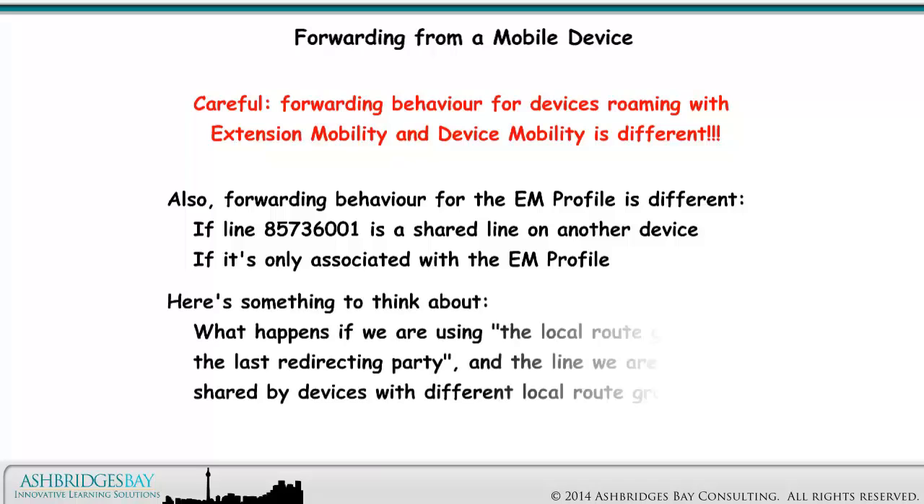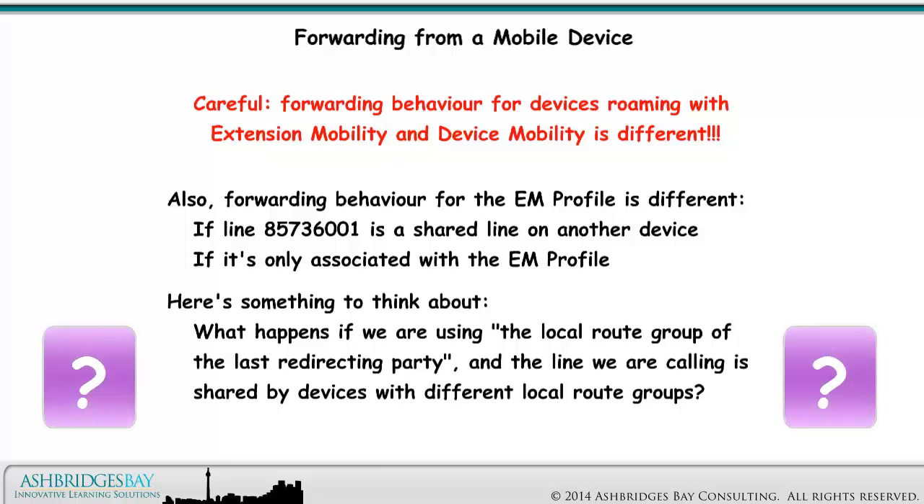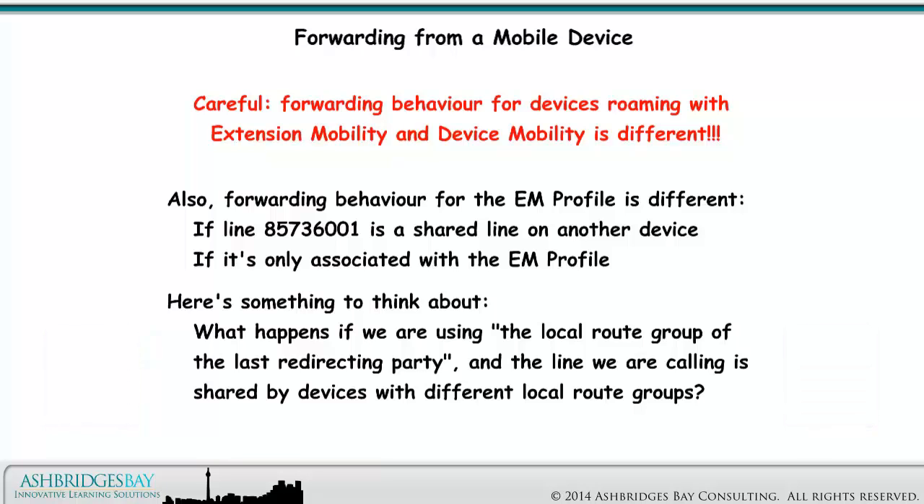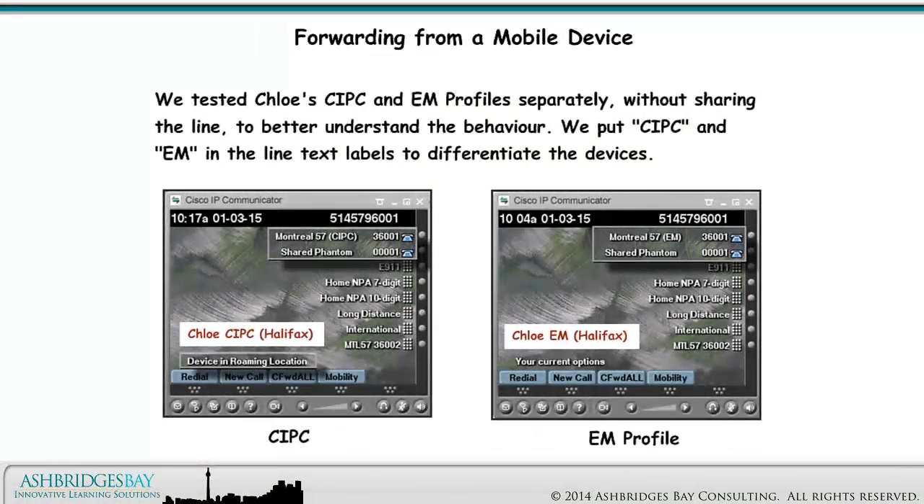Here's something to think about. What happens if we are using the local route group of the last redirecting party, and the line we are calling is shared by devices with different local route groups? Try finding an answer to this in the Cisco documentation. We tested Chloe's CIPC and EM profiles separately without sharing the line to better understand the behavior. We put CIPC and EM in the line text labels to differentiate the devices.